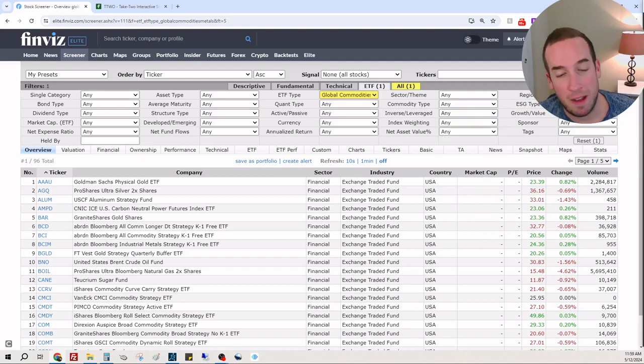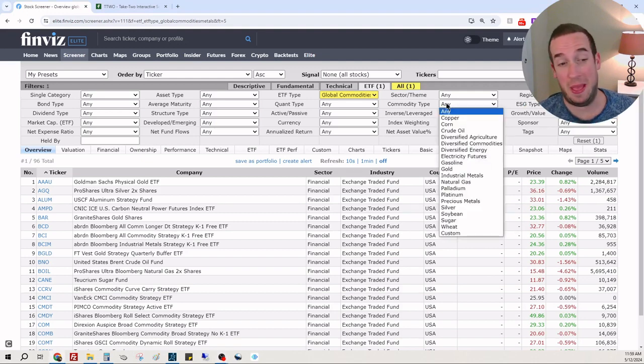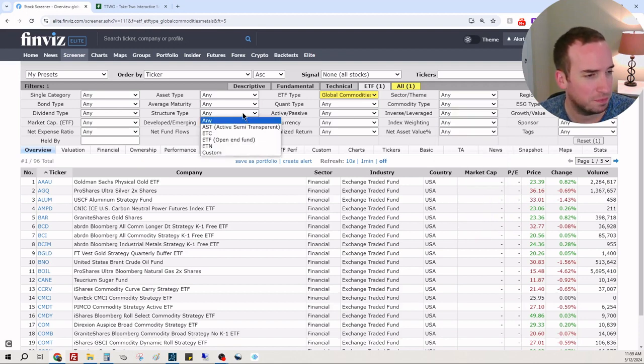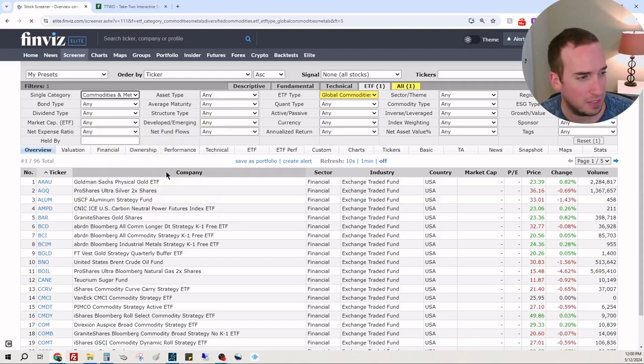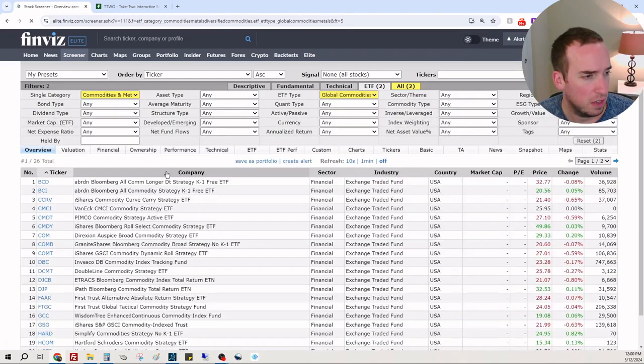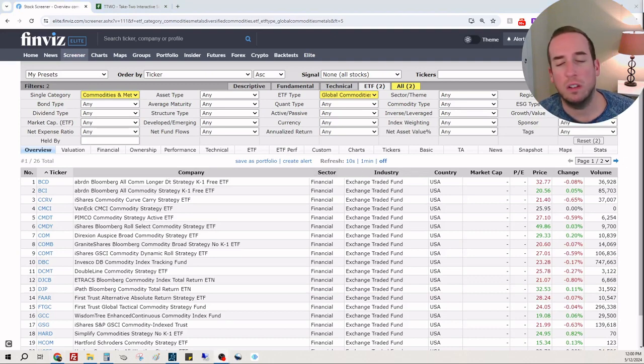So here are the different types of commodities. I don't think there's any one commodity we want to look at. I was hoping to look at a combination of all of these. So let's see. Okay, so we can do agricultural commodities, diversified. Let's do diversified commodities. So here is all the different commodities.